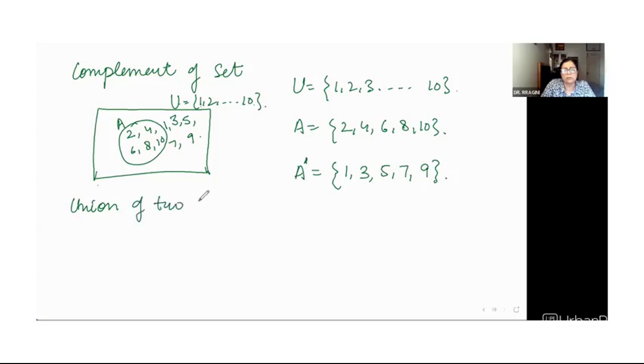Union of two sets. How do we define union? U is the same. A, I am taking as, here I have to change the example, 1, 2, 4, 5, 7. And B is another set, which is 2, 3, 6, 8. Now, how do we represent it?